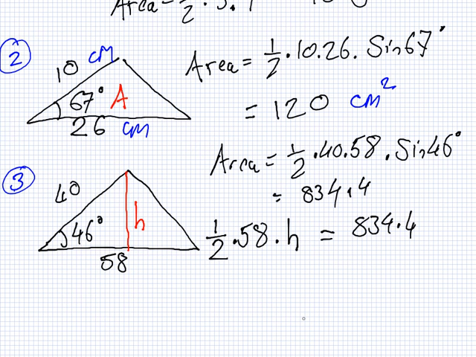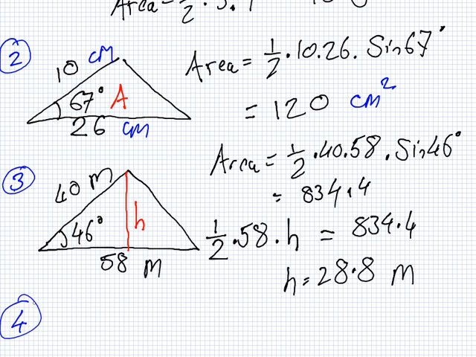Okay, so multiply by 2, divide by 58, and the height here will be 28.8. And if we make these meters, then this will be meters also. Okay, got that one?